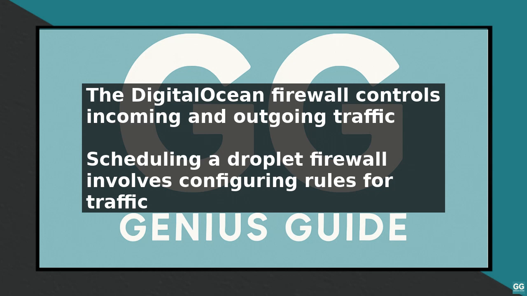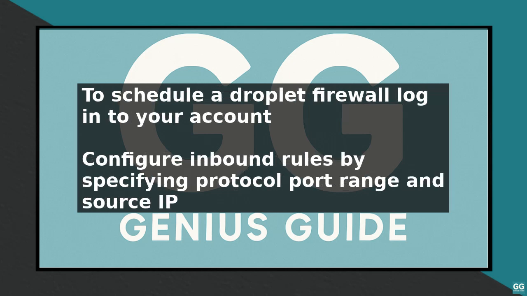For example, to allow HTTP traffic from any IP address, select TCP as the protocol, 80 as the port range, and 0.0.0.0/0 as the source IP address. You can also configure outbound rules to control traffic leaving your droplet. Make sure to apply the rules carefully to avoid blocking essential traffic.